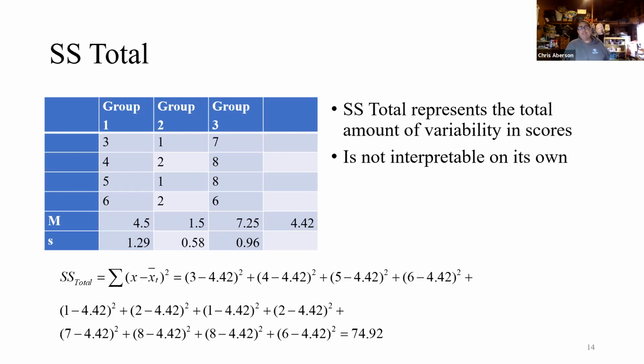You can see what we do for sums of square total. We take each individual score. So you can see I started with the first value, 3, subtract from it the grand mean, 4.42, and square it. I did this for every single score, so you can see all 12 of the scores listed there. And it comes out to a little under 75. Again, what does that 75 mean? It doesn't mean anything. The only thing it means is that sums of square between and sums of square within are going to add to that total.